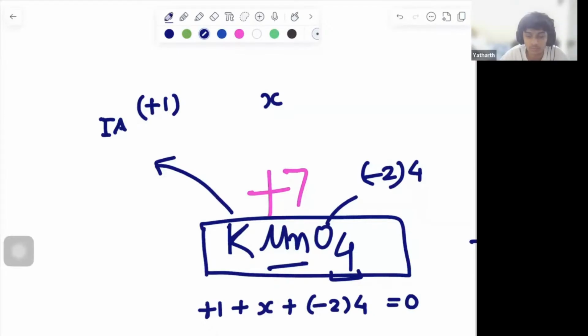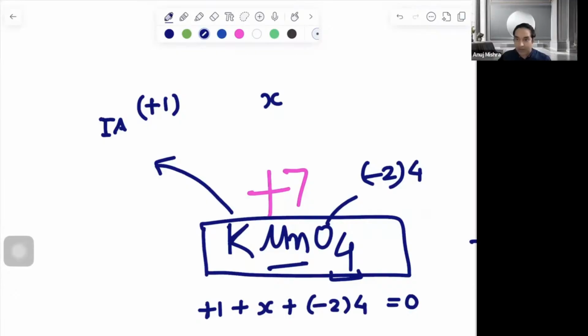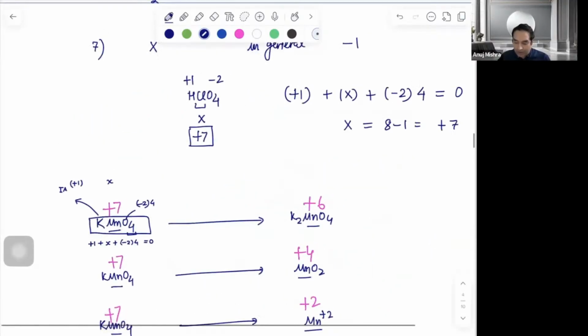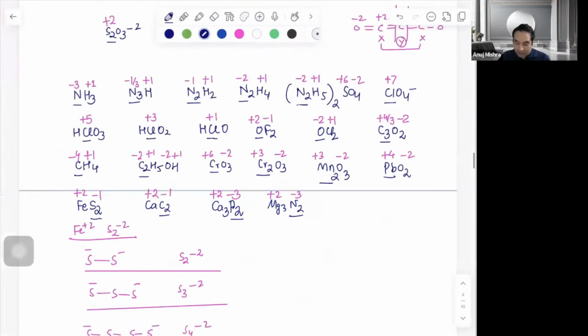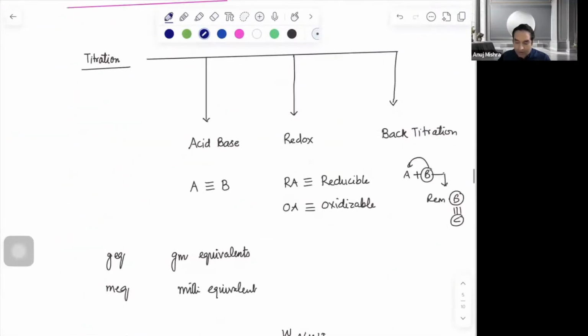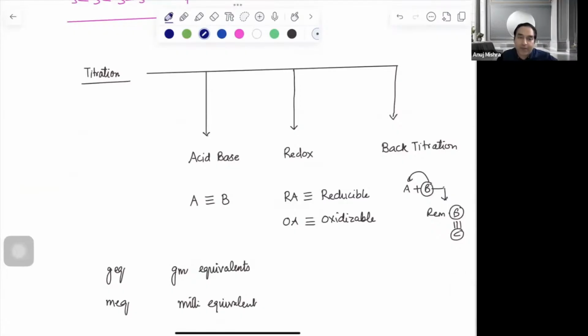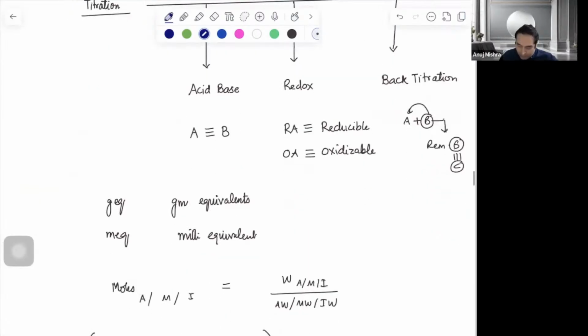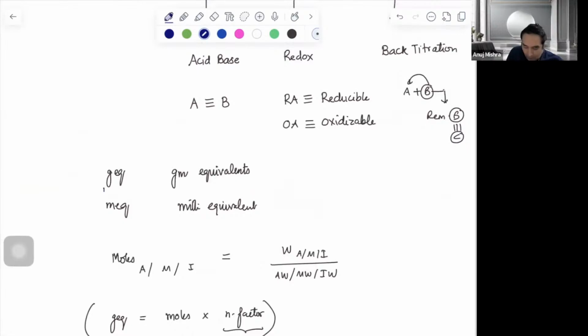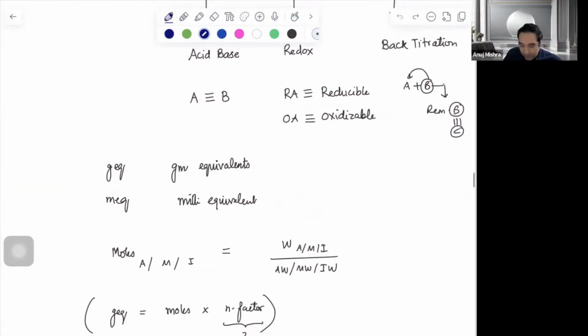All these things we have done in the last class, isn't it? So now these rules we have done, and we discussed certain changes. We practiced these questions as well in the last class, right? Then we started with the titration term: acid-base titration, redox titration, back titration, and different other types of titrations are possible. In each titration, we try to equate gram equivalents or milli equivalents. What is gram equivalent? It is defined as moles times n factor. And what is milli equivalent? It is gram equivalent times 1000.